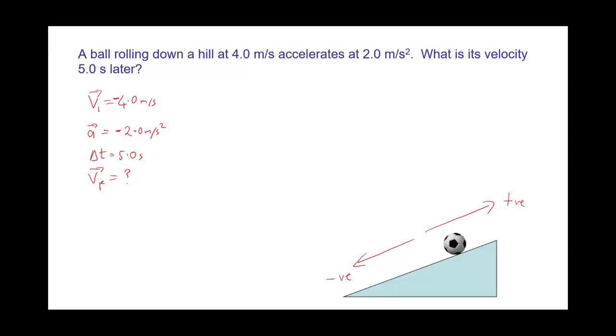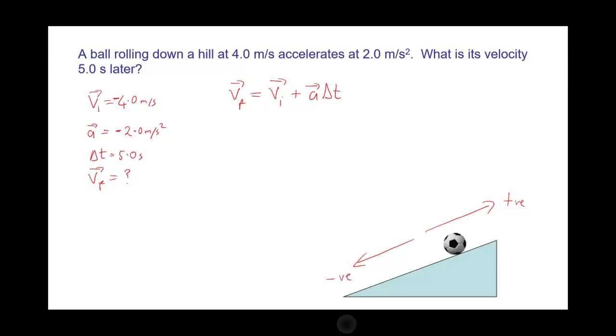Now I can do my calculation. Begin with the relationship. I need an equation that says VF equals, and on the right-hand side, I want initial velocity, acceleration, and time interval. Well, that's one of my kinematics equations. One of them says final velocity is equal to initial velocity plus the acceleration multiplied by the time interval.